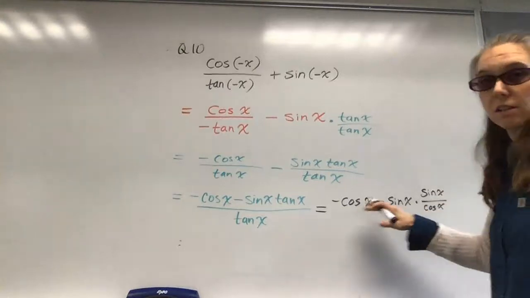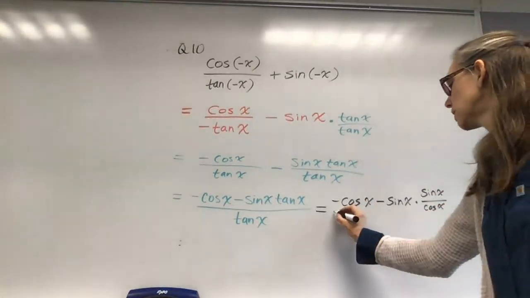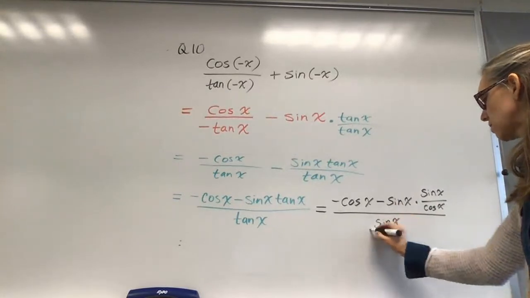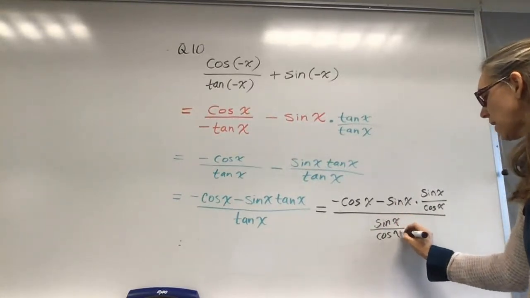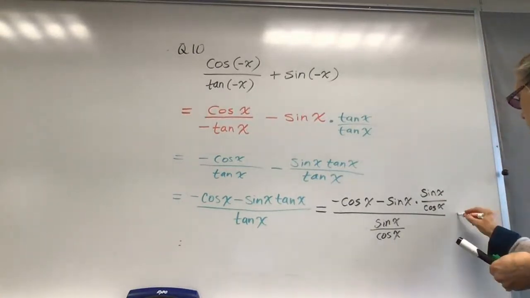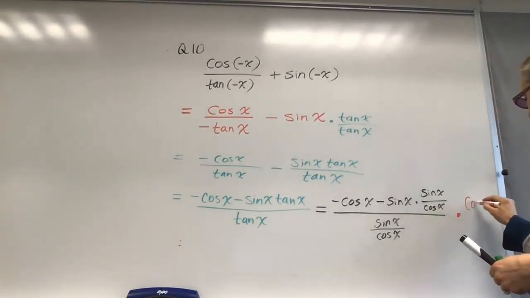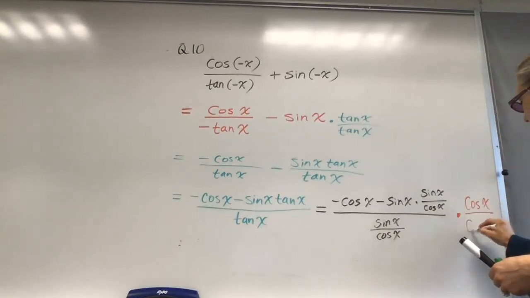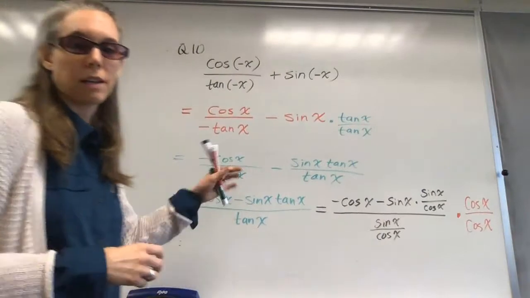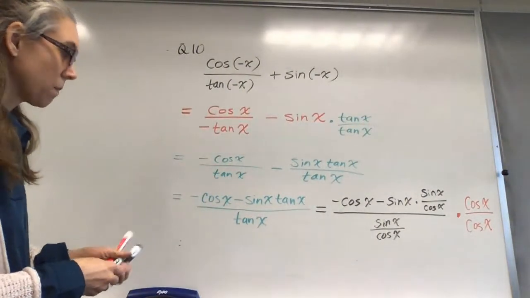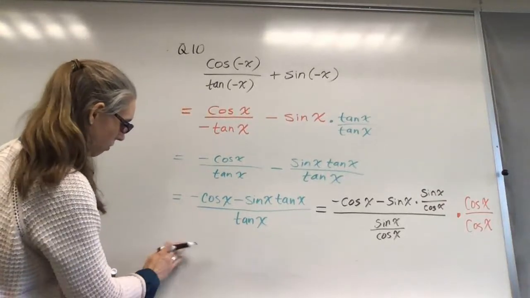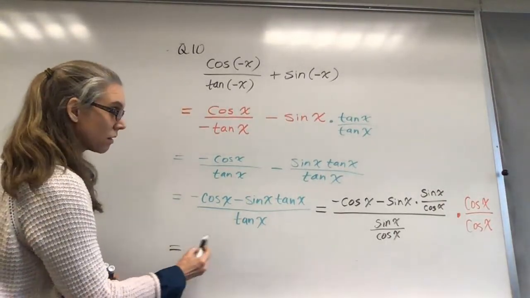So I'm replacing this first tangent with sine over cosine, and then I'm replacing the second tangent with sine over cosine, and now I have a complex fraction which I can clear by multiplying both the numerator and the denominator by cosine of x. So if you multiply by cosine of x over cosine of x, which is a form of 1, that allows us to then rewrite the numerator.